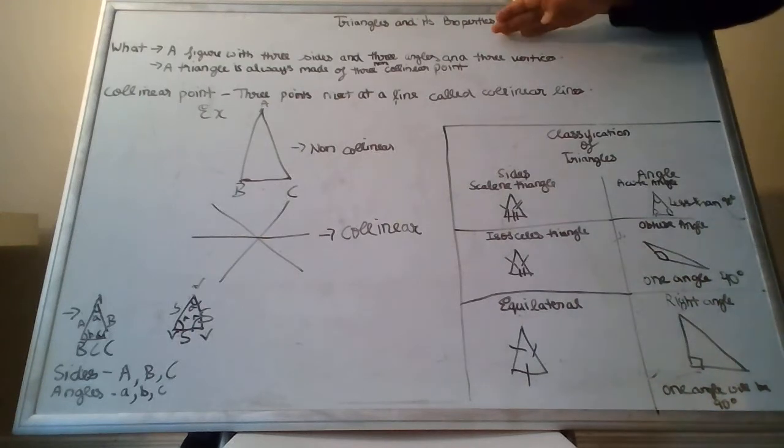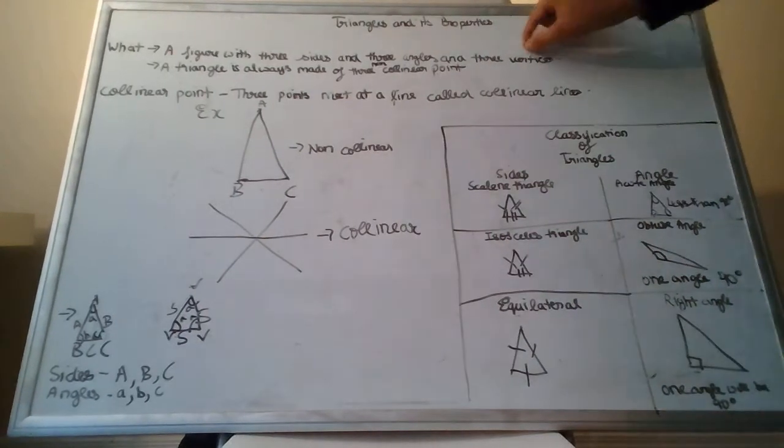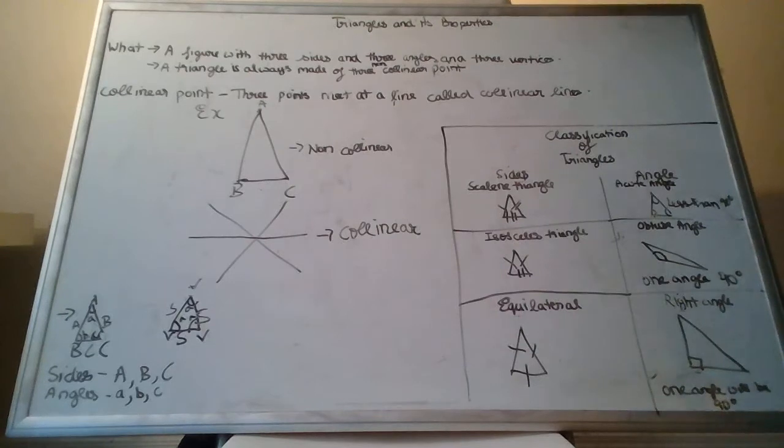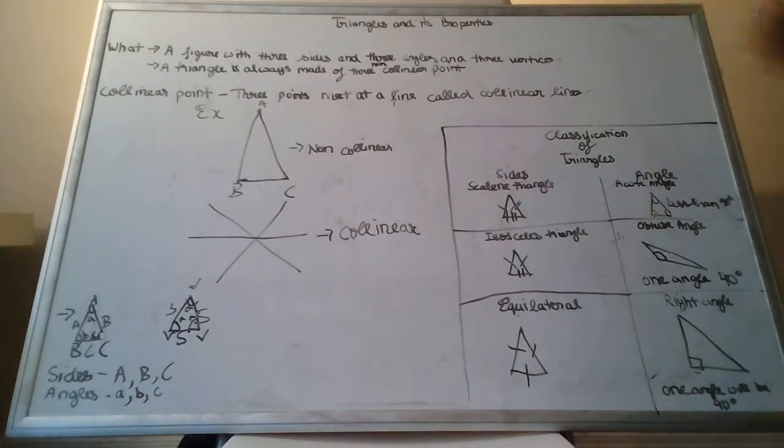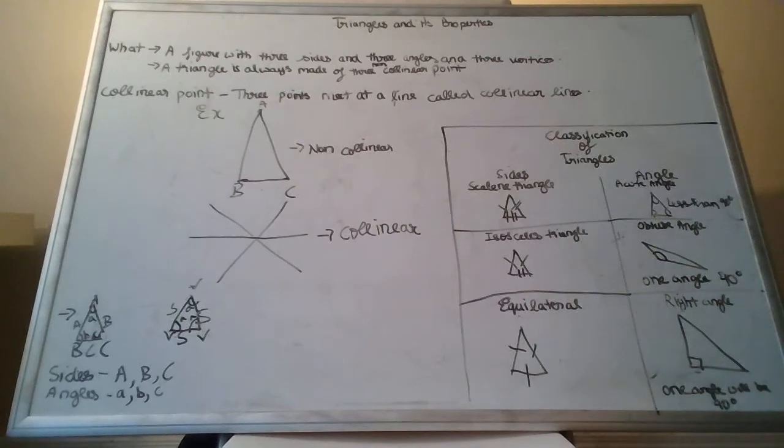Let me show you. This is a line. Over here I marked three points. Those points are collinear points. The line on which they are meeting is the collinear line.